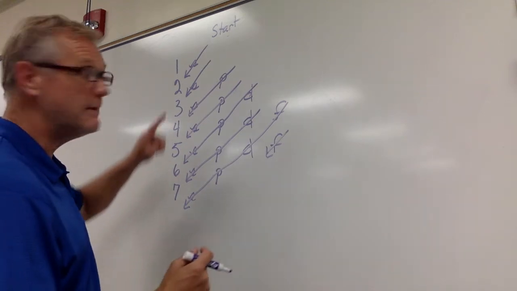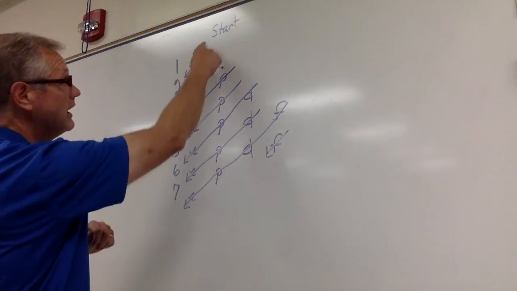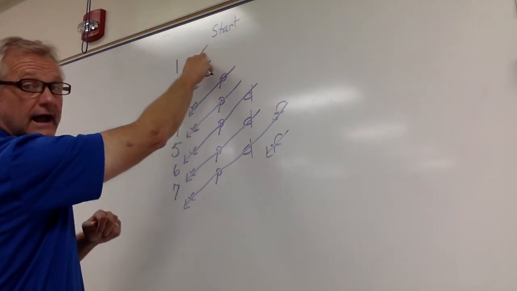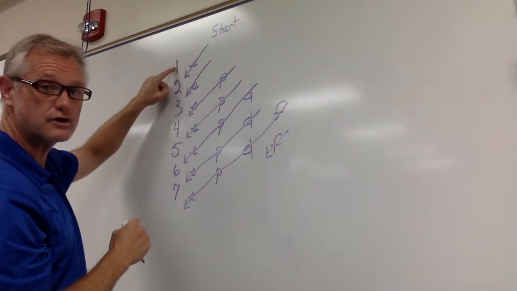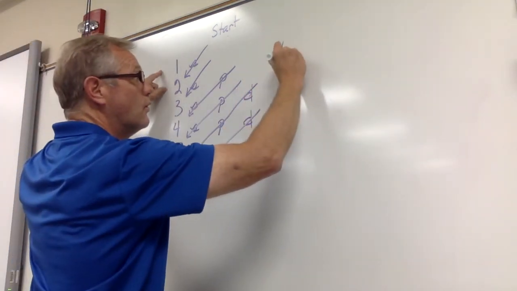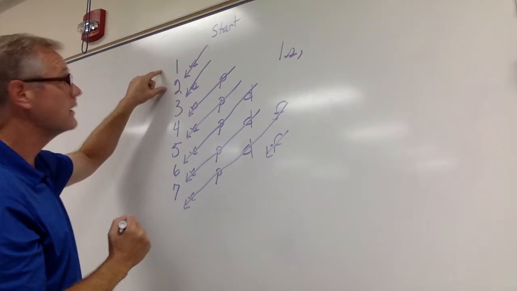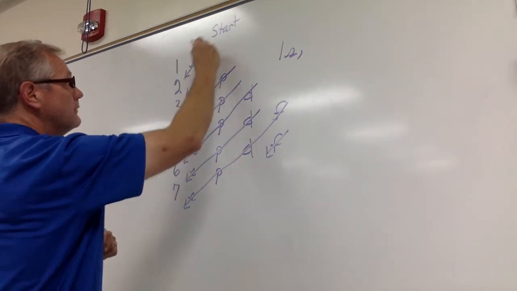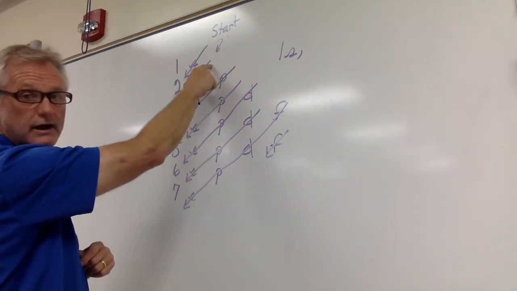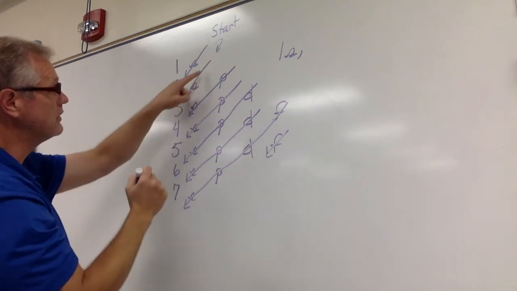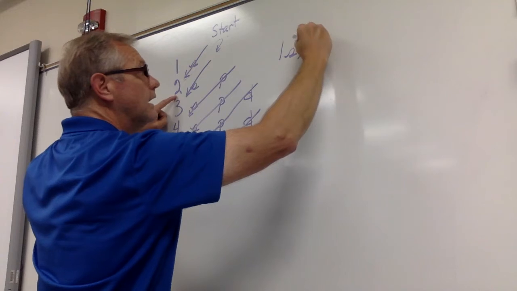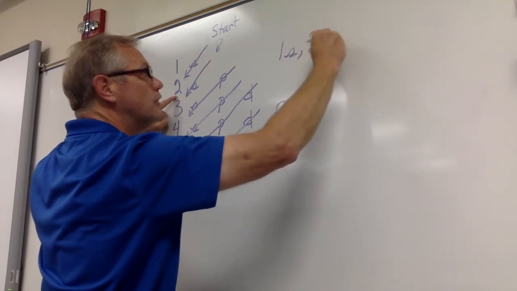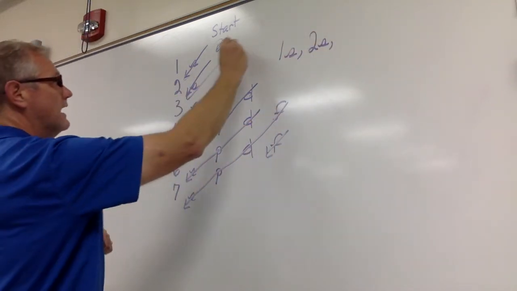So I'm going to go back up here to the top where it says start. I'm going to follow this line down, and it goes through this S that's on the first line. So I'm going to write 1S. Then I come back up to the top. I'm going to start right here. I'm going to follow this one down. It goes through the S, but this time it's on the 2. So I go 2S.